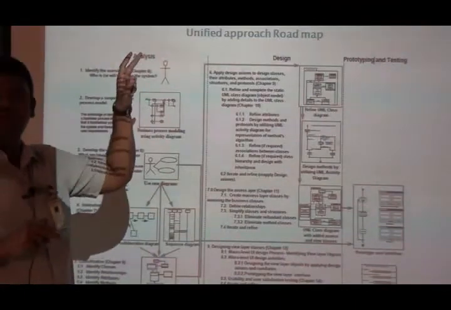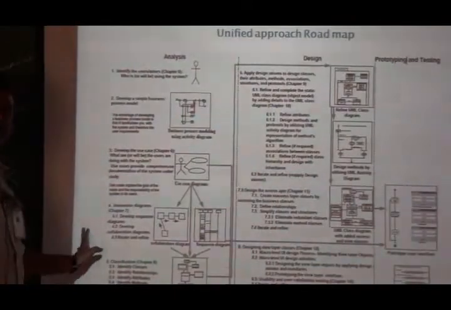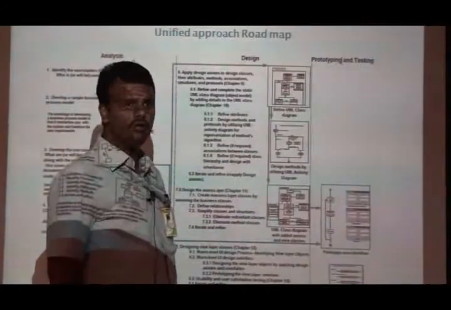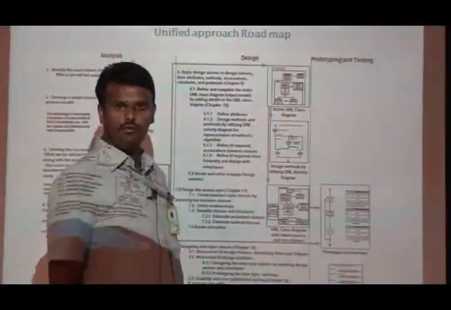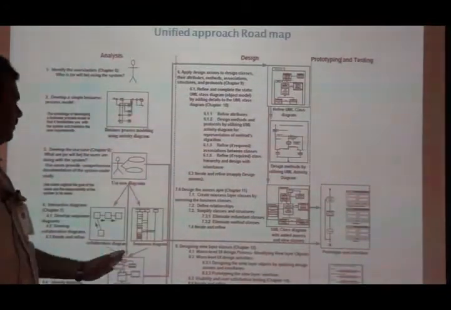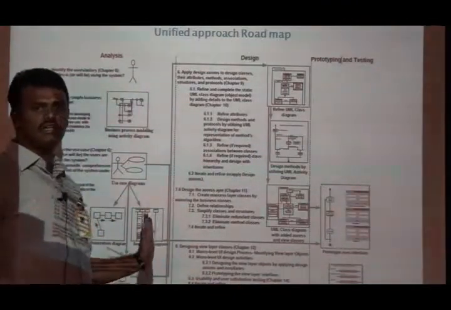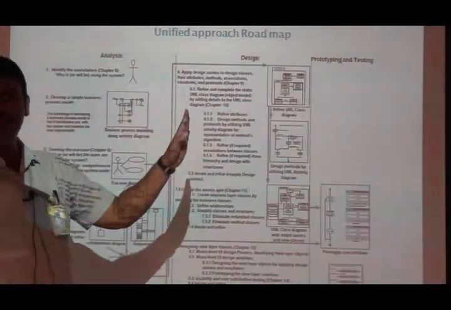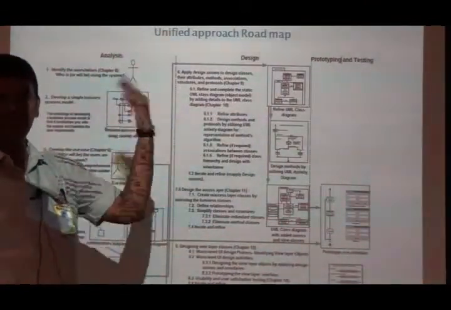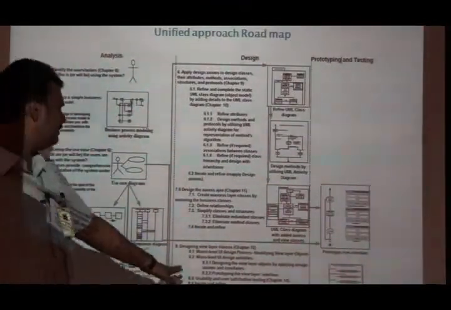Okay, this is the roadmap of the unified approach, the methodology for software development. The next one is prototyping and testing. We are going to do the user satisfaction testing, the prototyping and testing. After completing the view layer classes, the class diagram is embedded into the CASE tools, that is the computer aided software engineering tools, and the code will be generated automatically. Suppose we execute the particular code, we get an output. That is designing the view layer classes.